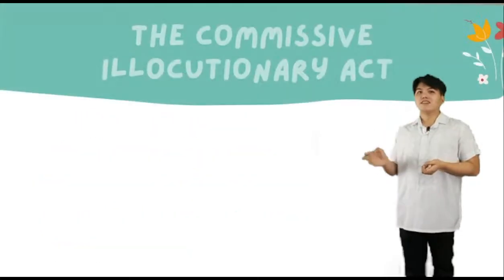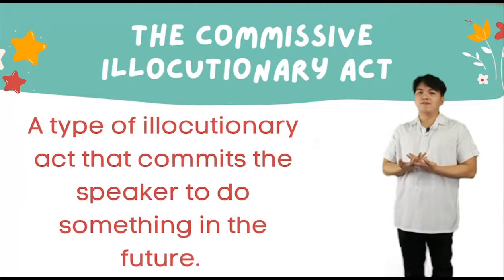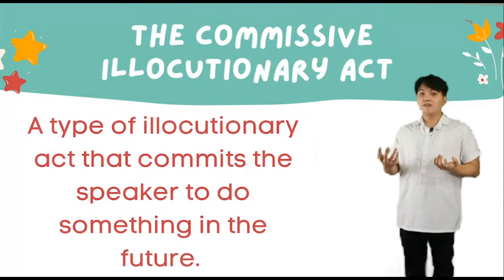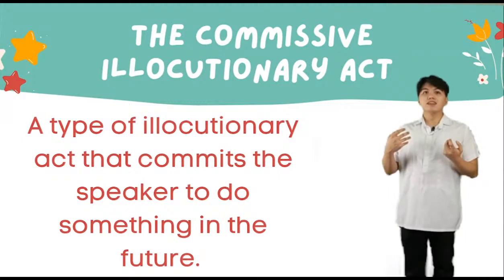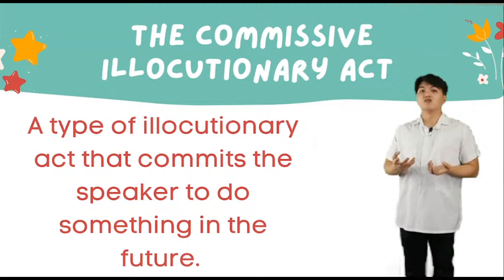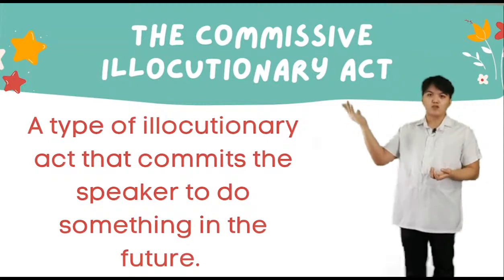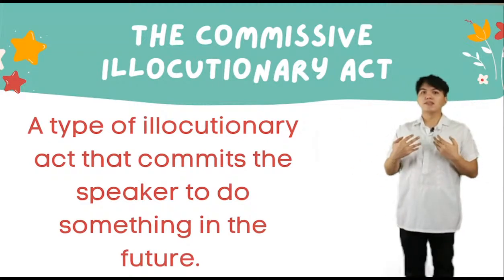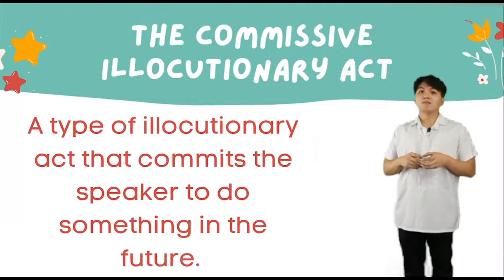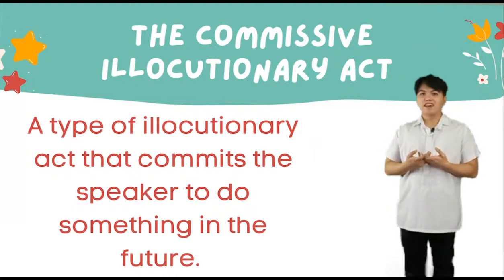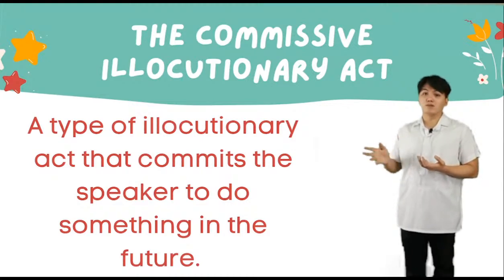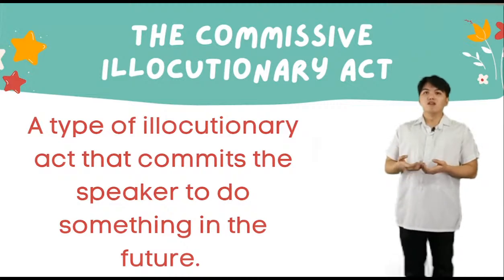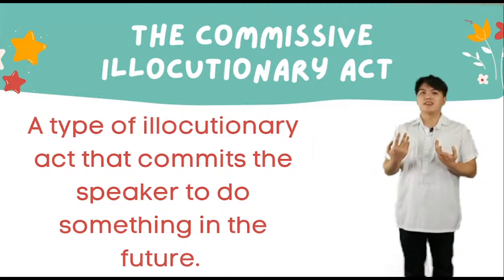The third one is one you probably received before. The commissive illocutionary act is a type of illocutionary act which commits the speaker to doing something in the future. Examples of a commissive act are promising, planning, vowing, and betting. Of course, it depends on whether this will actually happen. All we know is that the speaker promises it.